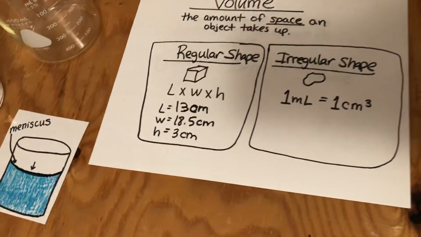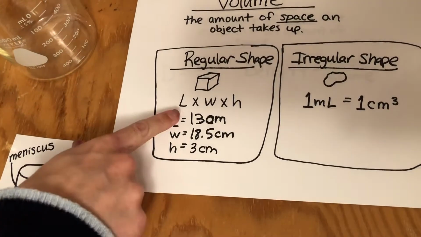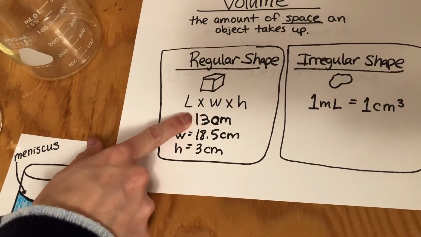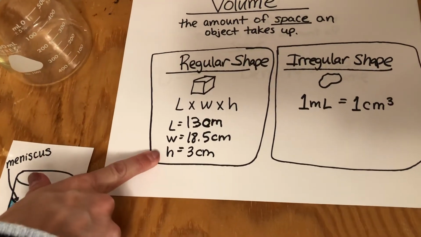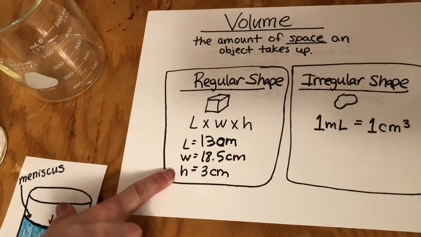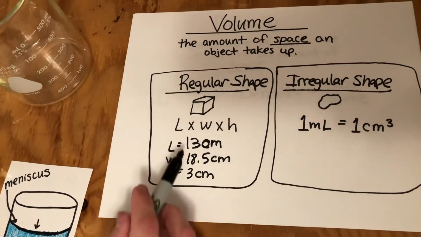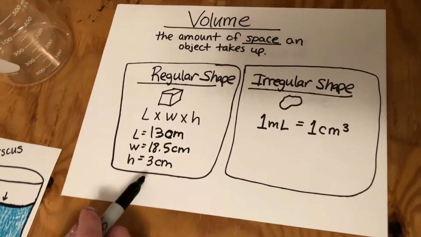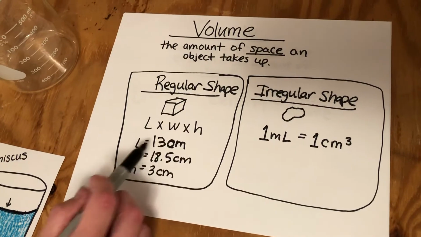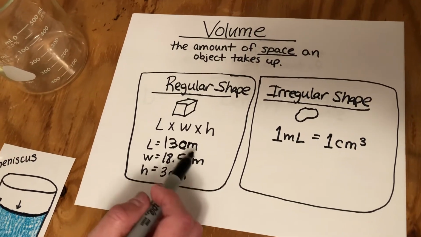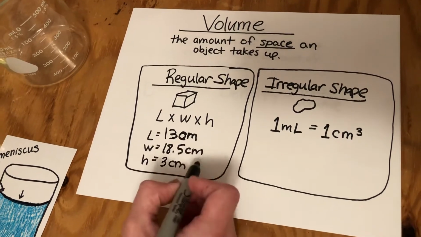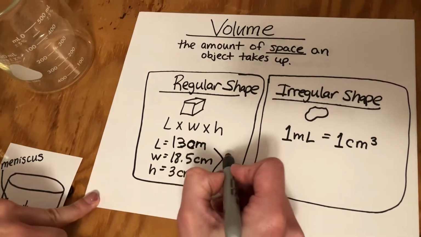Now, following my formula, the next step would be to multiply my length measurement, which is 13 centimeters, by my width measurement, which is 18.5 centimeters, by my height measurement, which is 3 centimeters. Now, at the end of this, I'm going to end up with, I can't do that math in my head. I'm going to end up with my length times my width times my height. And then for my labels, I'm going to end up with 3 centimeter labels all combined together.